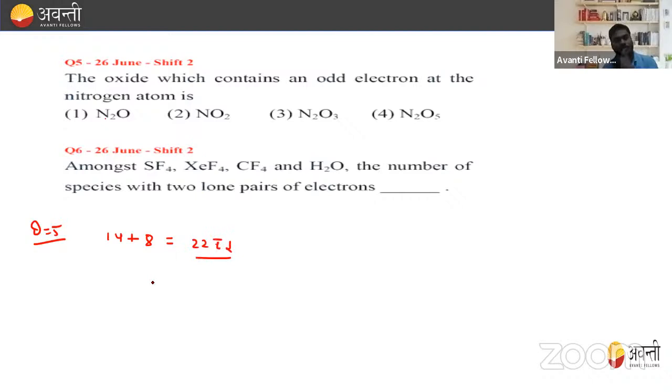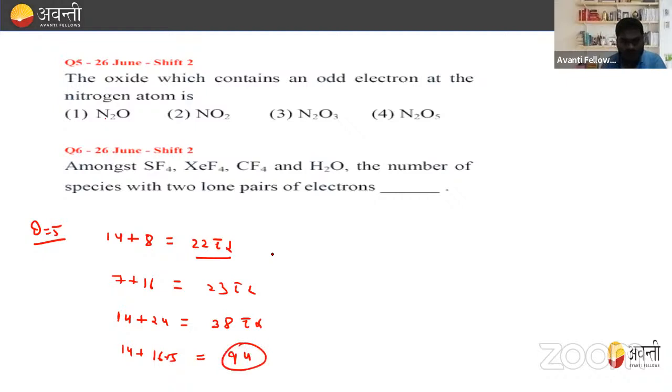NO2 has N with 7 plus 16, that is 16 and 4, 20, 23 electrons. Now, N2O3. N2 means 14 and O3 means 24, so 34, 38 electrons. N2O5: N2 is 14 and O5 is 16 into 5, that is 80. 80 plus 14 is 94.